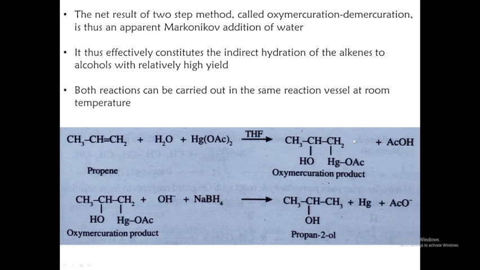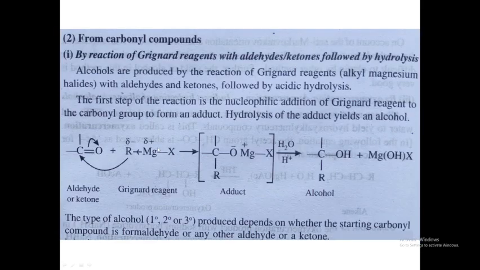The first step of the reaction is the nucleophilic addition of Grignard reagent to the carbonyl group to form an adduct. Then the second step is the hydrolysis of this adduct, which yields the alcohol. So the reactions are familiar to you. Here, as you know, Grignard reagent is a highly polar reagent. The alkyl part is the negatively charged part, and it will attack the carbonyl carbon of the carbonyl group. Then we get an adduct, and on hydrolysis, the magnesium halogen attached to the oxygen will become a hydroxyl group.